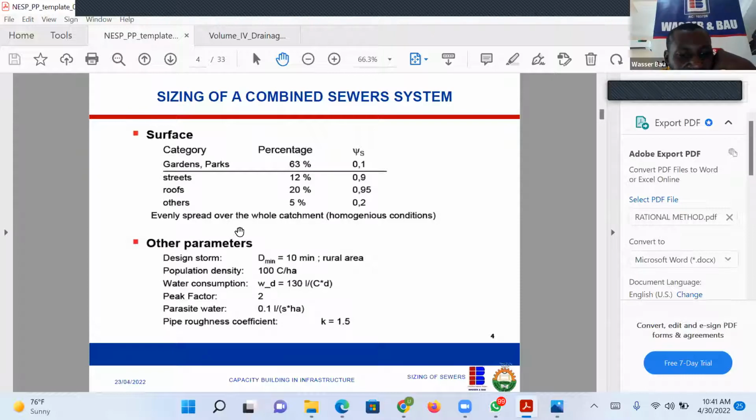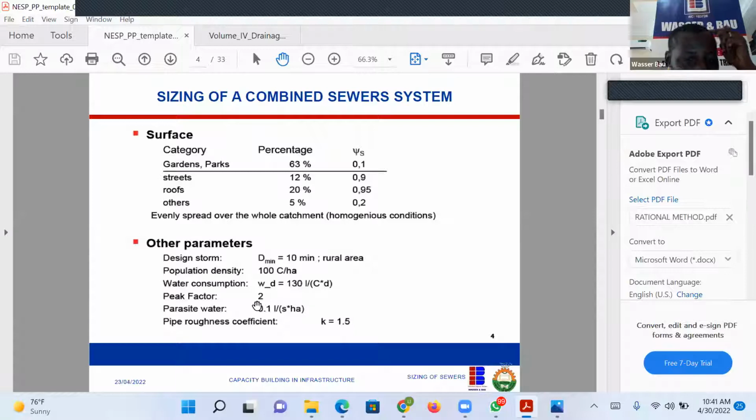The other parameters we are given for the catchment is that we're using a 10 minutes design storm. And we are told that it's a rural area. Take note, it's a rural area. Then, when we'll be designing the sewer, we are told that the population density is 100 capita per hectare. Everyone should understand this if you're in the first module. Then the water consumption, which is what you need when we come to sewer, is 130 liters per capita per day. The peak factor for water consumption is 2.